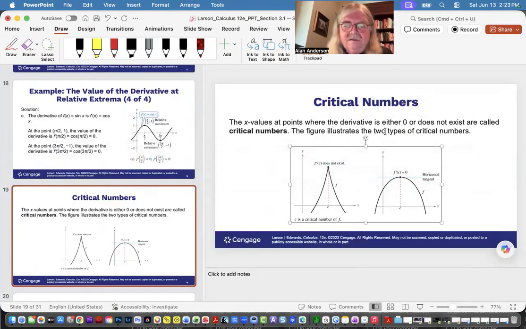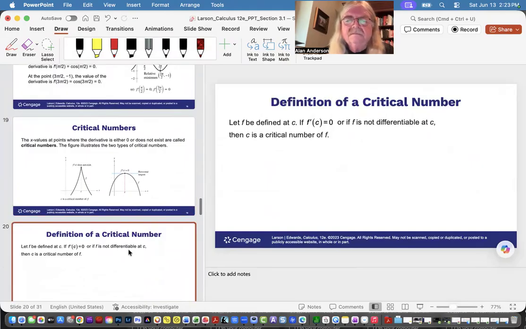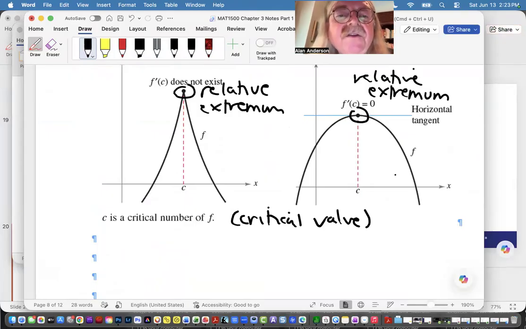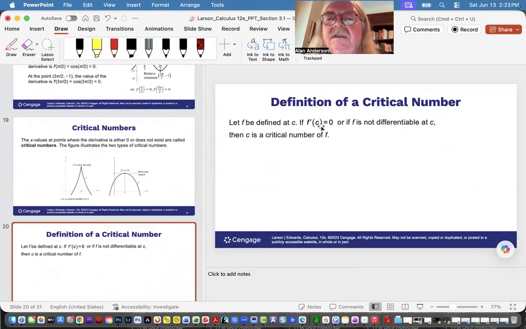Okay, so now, of course, the challenge will be to find them. So let f, this is the formal definition, f is defined at C. Of course, we have to assume that already exists. In other words, we're assuming that there's no gaps in here, we don't have a hole. If f prime of C is 0, which means you have a flat tangent, or not differentiable because there's a sharp break, then C is defined as a critical number or value of the function.